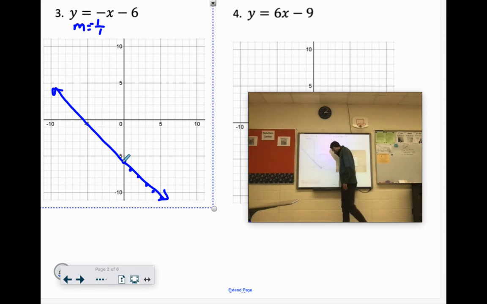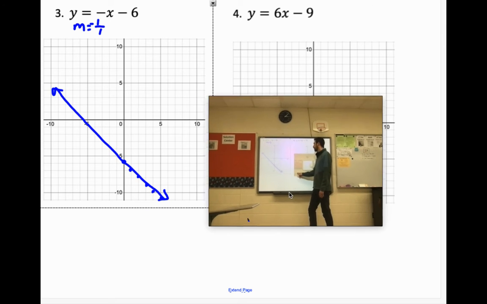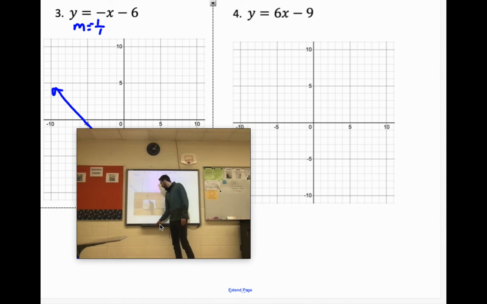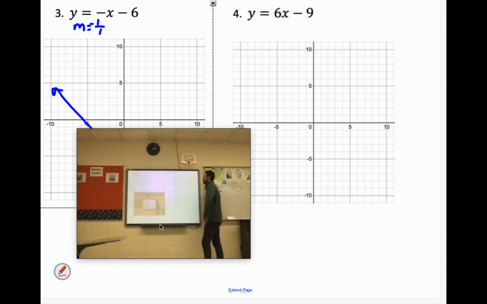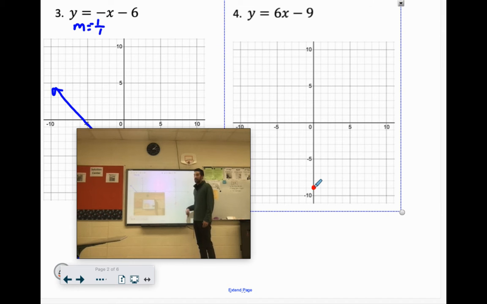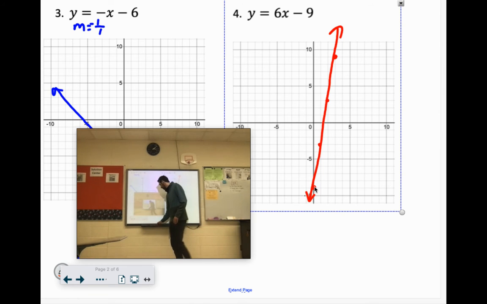The line goes on forever. Here, y-intercept, negative 9. Slope is 6, but we always think of it as a fraction, so it's up 6 over 1. 1, 2, 3, 4, 5, 6 over 1. So when you have a larger number as your slope, that line just gets steeper and steeper.